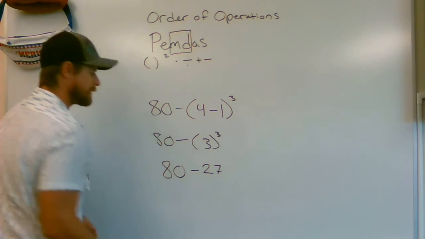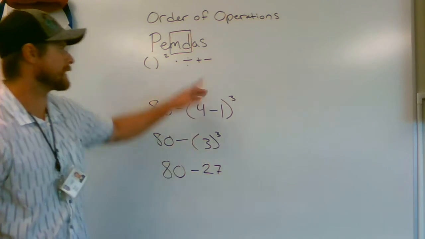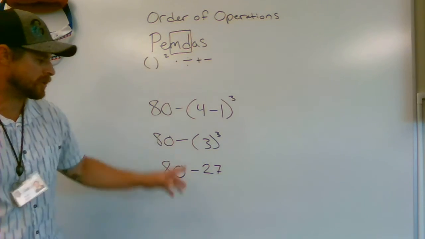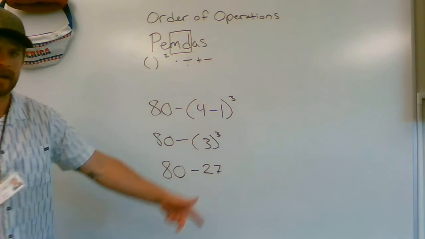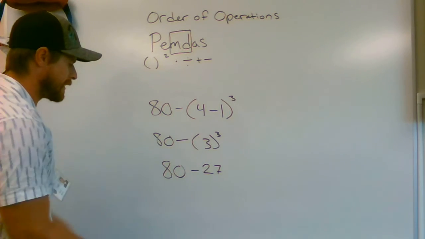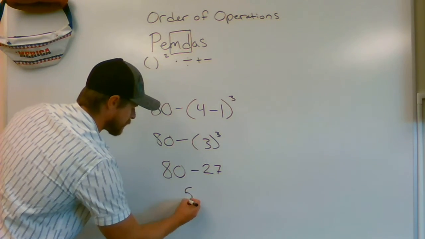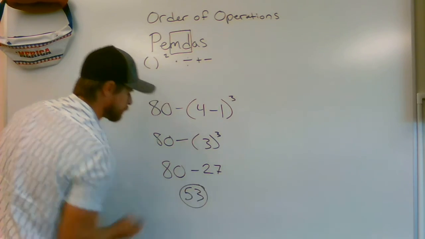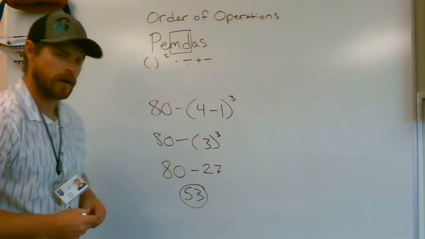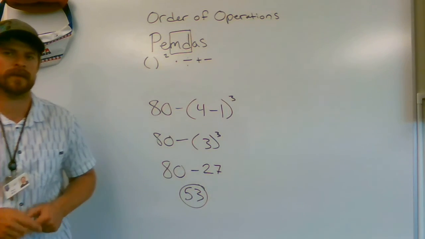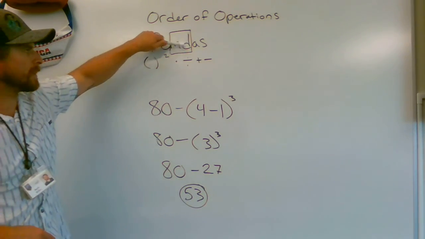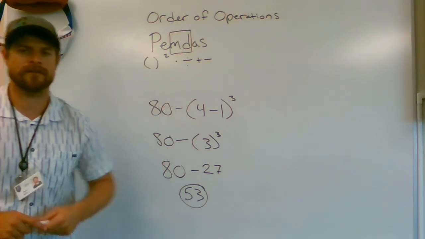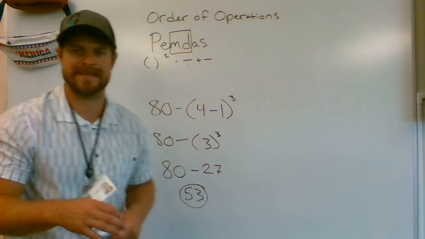80 minus, now, because it's the last step, we do addition and subtraction. Now we're ready to simplify our subtraction here. 80 minus 27, okay, you're going to take that away, and what you're going to end up with is 53. All right, that is how you would do an order of operations problem. Just make sure you're always following in this order, and you will be fine. Good luck on your upcoming test.